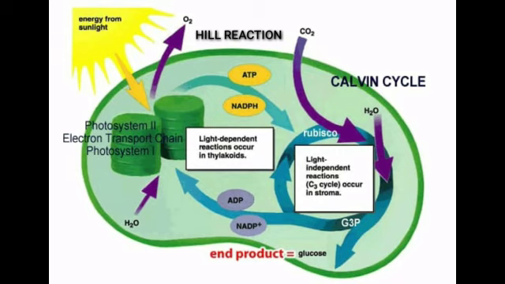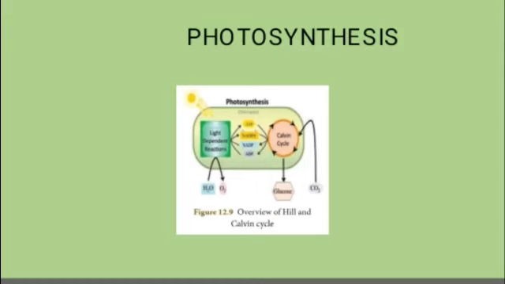Now you can see the overview of Hill and Calvin cycle. Melvin Calvin, an American biochemist, discovered the chemical pathway for photosynthesis. This cycle is named as Calvin cycle. He was awarded the Nobel Prize in the year 1961 for his discovery. Now we go on into the factors affecting photosynthesis.